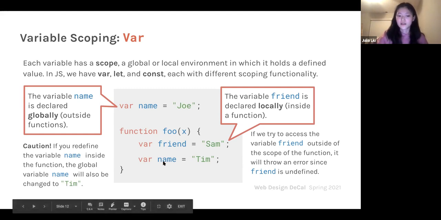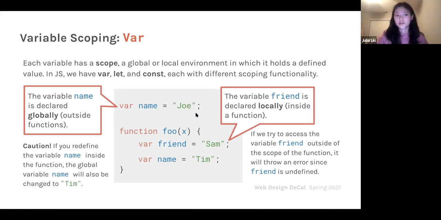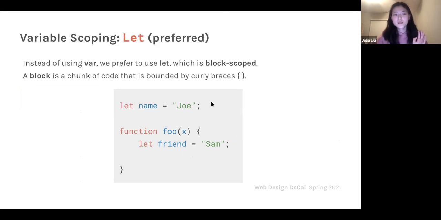But because you use var, the way var works is that if you define it with the same name, it's going to change the global one too. Anyway, this gets kind of complicated, but some people might run into problems with this, so we just want you to know about it. The preferred variable scoping method is to use let, and let is block scope. So anything within a chunk of code that is bounded by curly braces is a block.